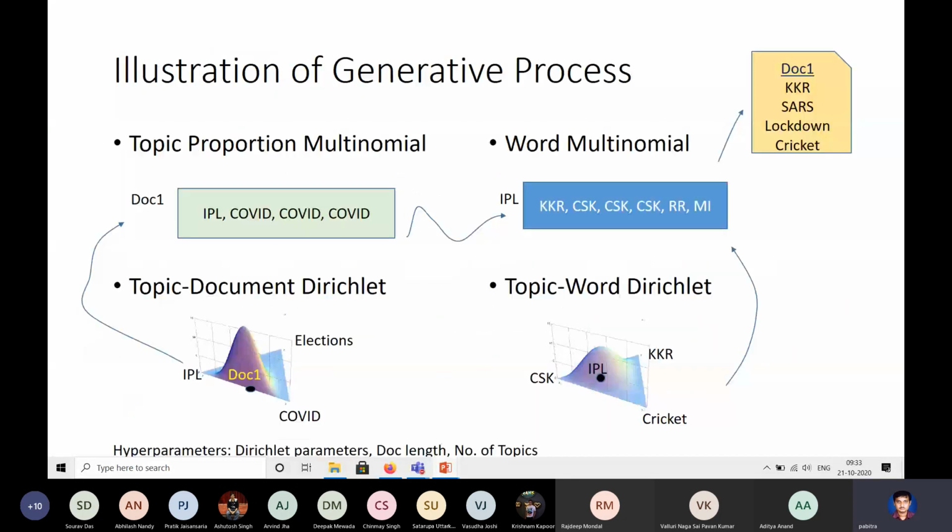So let us summarize quickly with an example. First we'll consult the Dirichlet distribution. This is for generating topic proportions. Let's say there are three topics: I have an election topic, a COVID topic, and an IPL topic. So I define a Dirichlet distribution over these three topics, a simplex over three topics. Draw a sample, which is a point, let's say here. This gives the topic proportion for doc1.